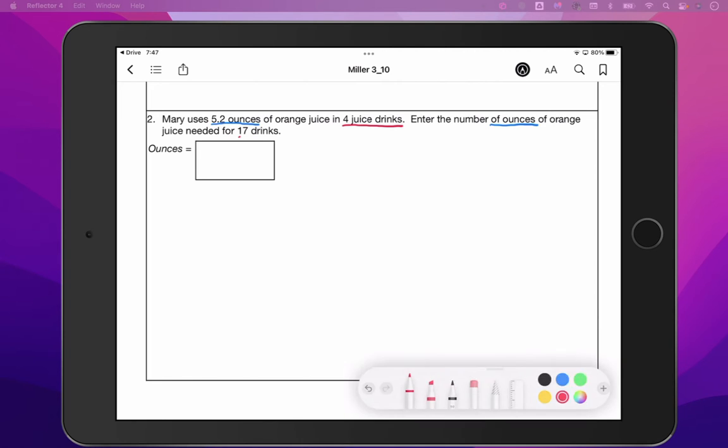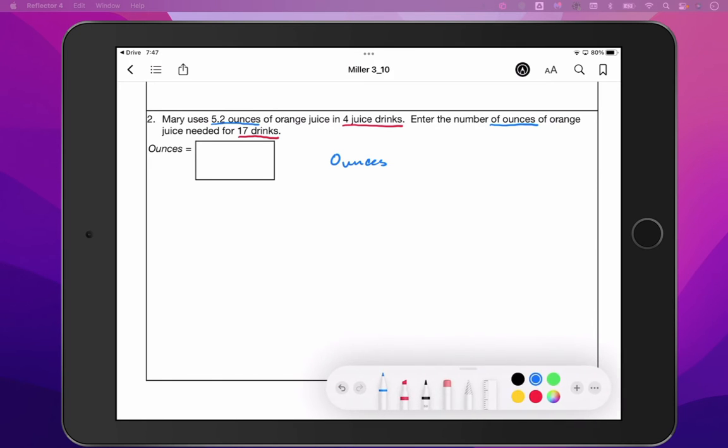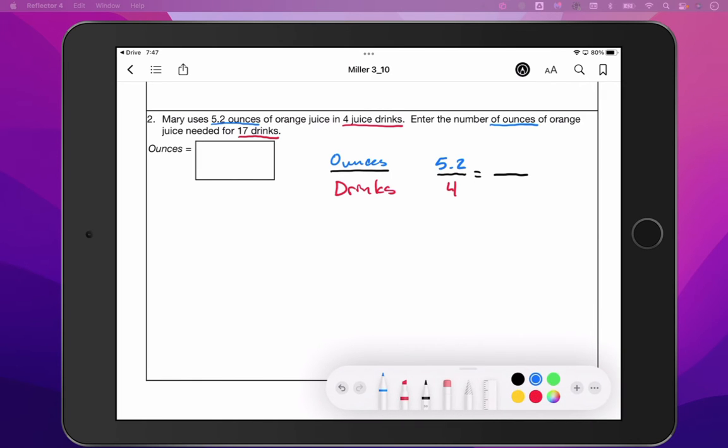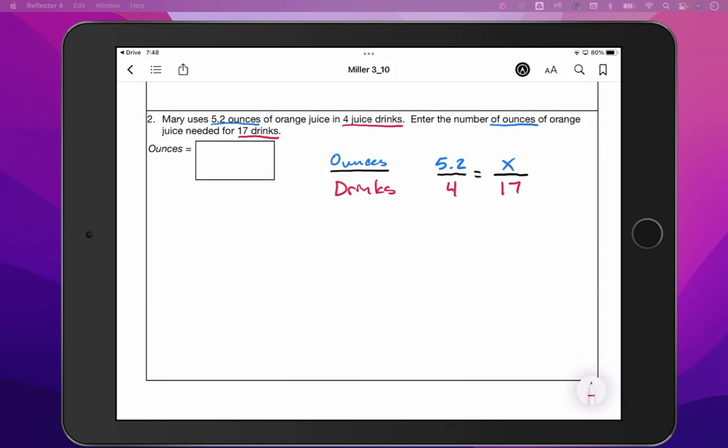Needed for 17 drinks. So again, we just need to set up our labels. We've got ounces, and we've got drinks. So we will have a proportion. I'll set that up first so that I can just punch numbers into it. We will have 5.2 ounces for 4 drinks. And we will have enter the number of ounces. We don't know that, so that's our x value for 17 drinks.